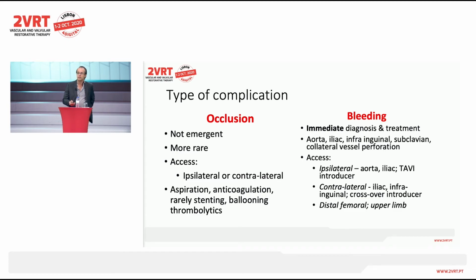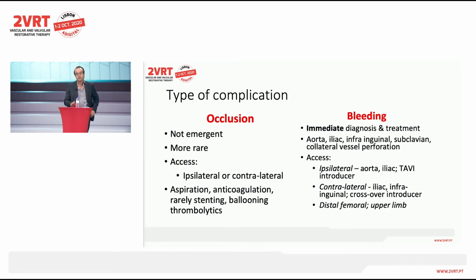Occlusions are more rare than bleeding, and usually we can solve it from the same access if the occlusion is above your introducer, or contralateral if the occlusion is at the point of access, which is most commonly the case. We tend to use mainly drugs, aspiration, anticoagulation, sometimes thrombolytics, and more rarely stenting or ballooning, which may in fact embolize further down and not really improve the situation. So try to solve it with aspiration and medication more than with stenting.